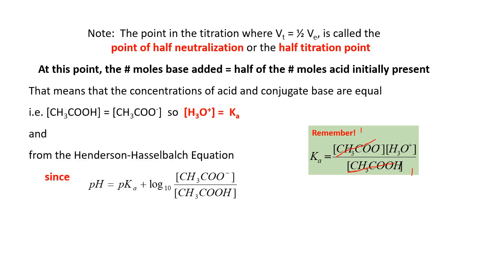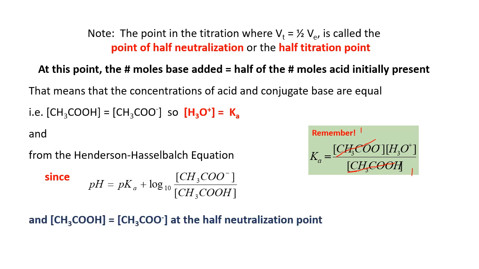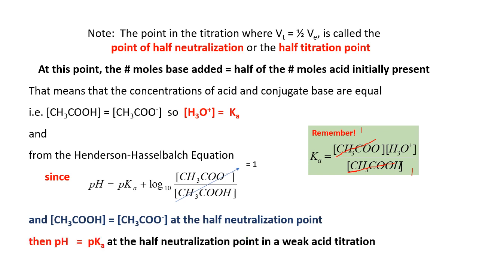And based on the Henderson-Hasselbalch equation, because they are equal, that log term goes to 1. So pH would be equal to pKa. So when you're examining your titration curve, when you look at the half neutralization point in a weak acid strong base titration, you expect that the pH at the half neutralization point is going to be equal to the pKa of the acid.